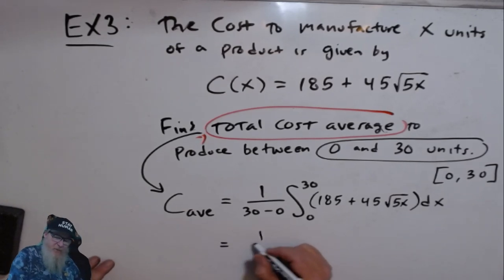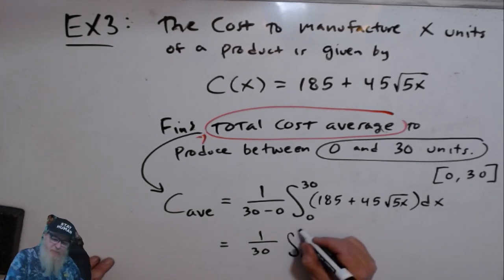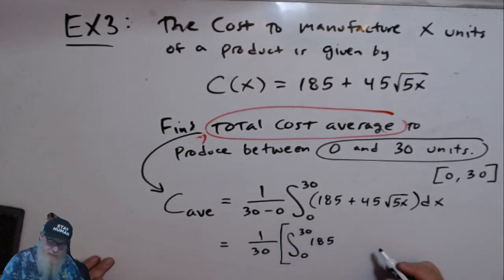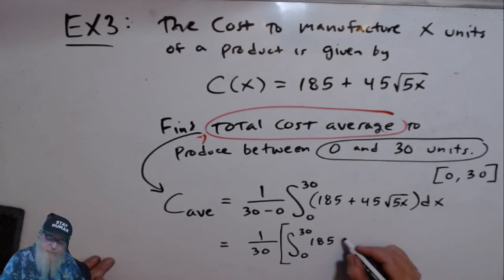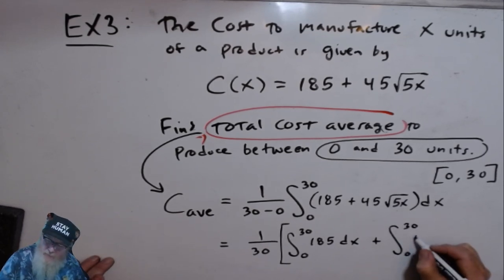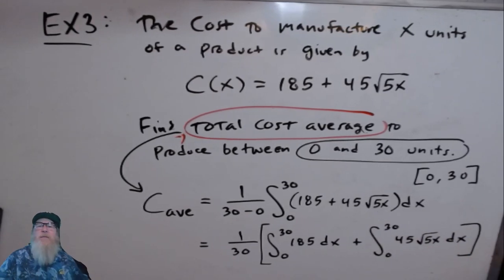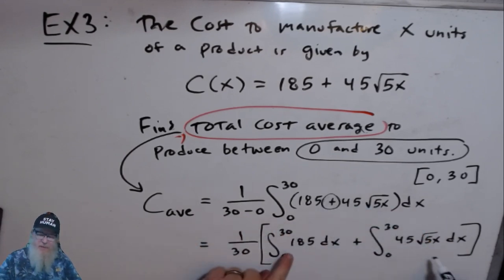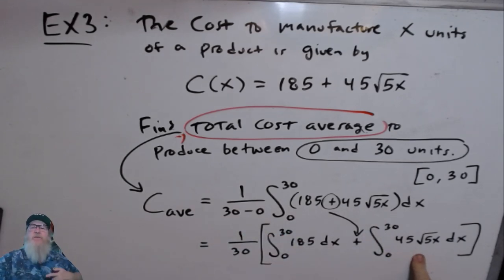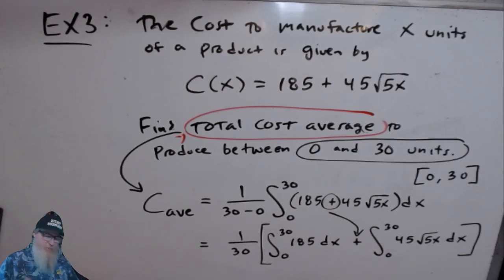Well, let's do the easy stuff first. 1 over 30 times the integral from 0 to 30 of 185, here, let's use some brackets, and then another integral from 0 to 30 of 45 square root of 5x. So I'm going to break up the integral of the sum into the sum of the integrals. Why am I doing that? Because this first one is going to be very, very easy, and I just want to knock it out and be done with it.